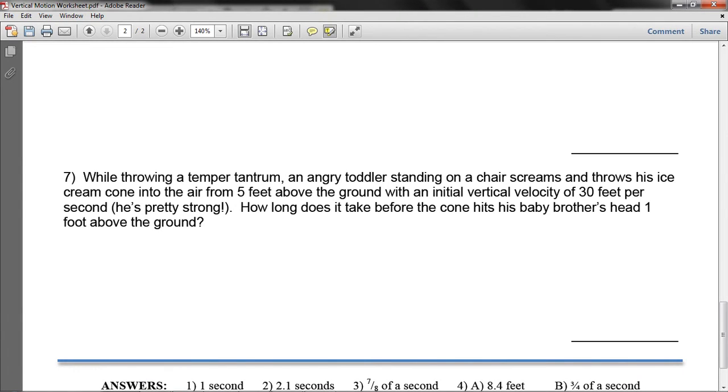Bismillahirrahmanirrahim. I'd like to do another example of a vertical motion equation question. I found this one which was interesting. So here is the question.